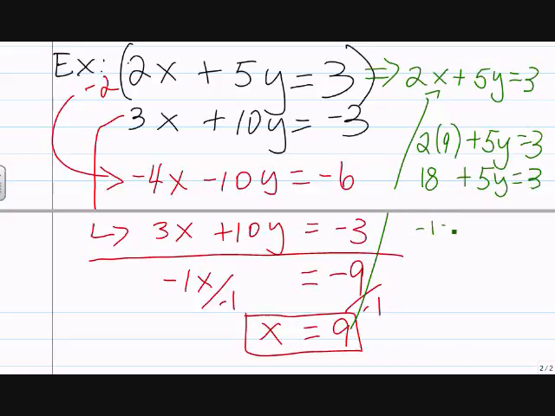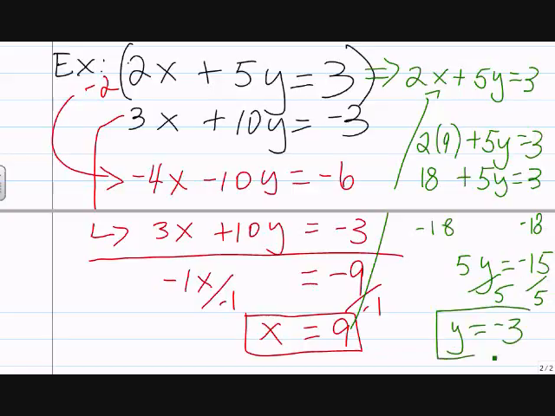I subtract 18 from both sides of this equation and the 18 goes away, and I get 5y equals 3 minus 18, that's -15. Divide by 5, and -15 divided by 5 is -3. So my x is 9 and my y is -3. So my answer is parentheses 9, comma, -3.